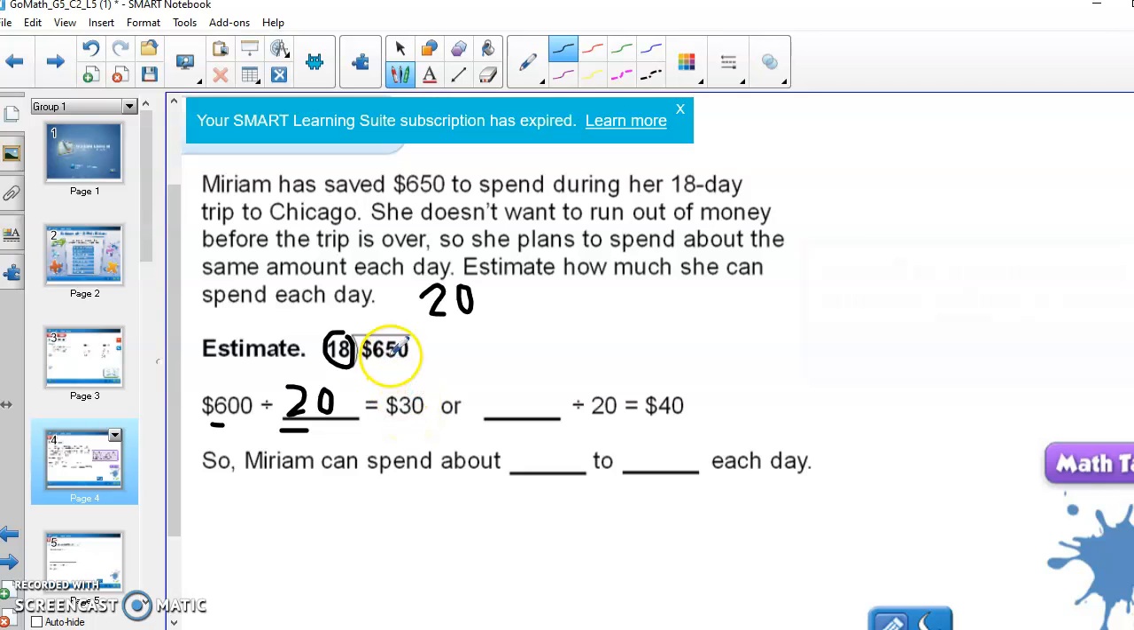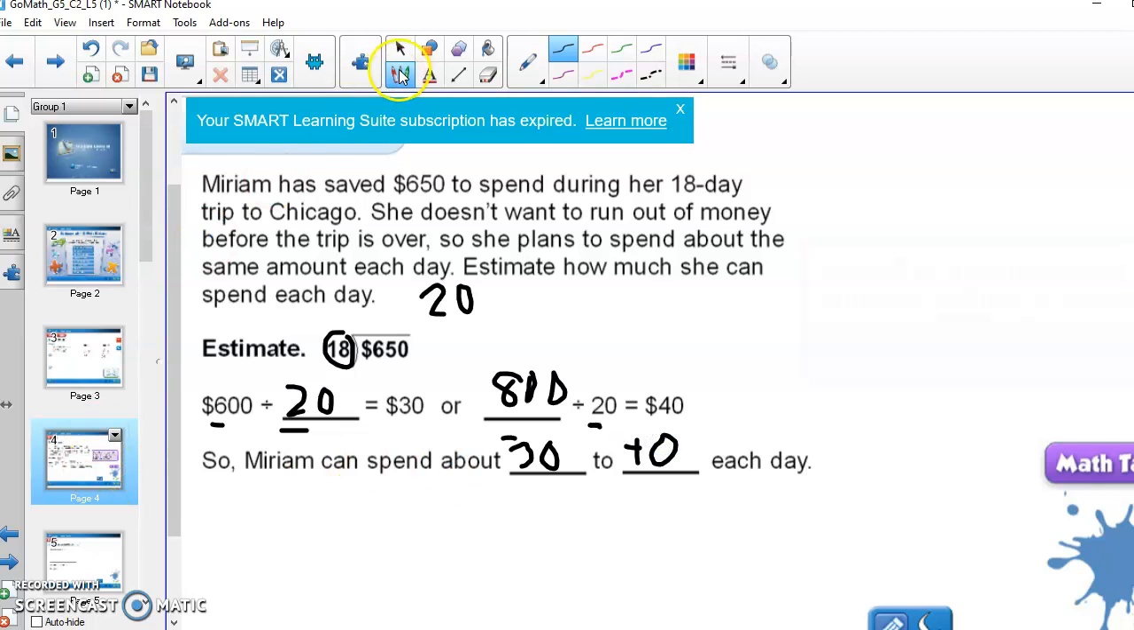Or I could round 650 to maybe 800. So if I rounded it up to 800, excuse my sloppy writing, 8 and 2 are still compatible with each other because 8's a multiple of 2 and 2's a factor of 8. Therefore, 8 divided by 2 is 4. The difference between 2 zeros and 1 zero is 1 zero, so Miriam could spend about $40 a day. So in our estimate, Miriam could spend about $30 to $40 each day that she is on her trip.